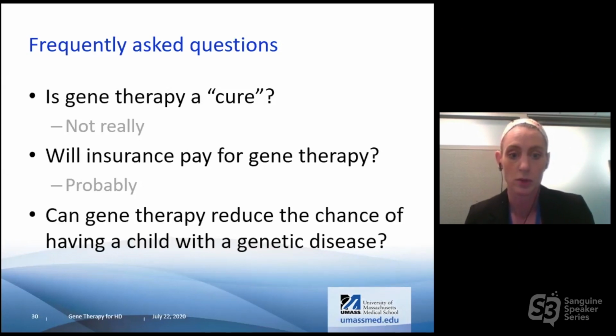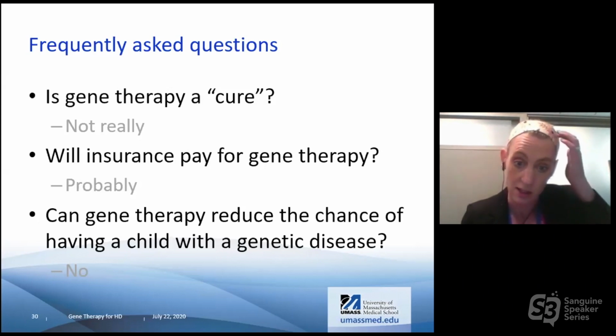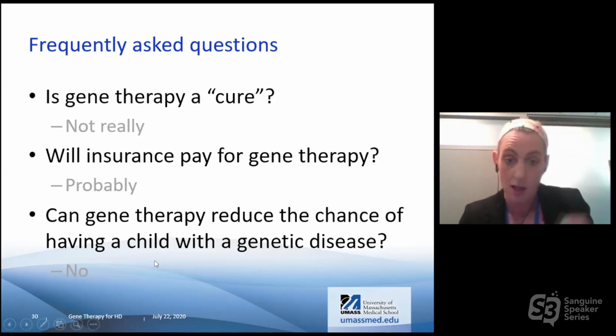Can gene therapy reduce the chance of having a child with a genetic disease? In this case, the answer is no. Gene therapy does not change the cells in your body that are responsible for reproduction. It doesn't change the germ cells. And like I said, most gene therapies right now have a very limited distribution, so you're really only affecting the structures that cause disease. But there are options. For HD, pre-implantation diagnosis has been available for a while, and that is an option for HD. That is not a gene therapy.